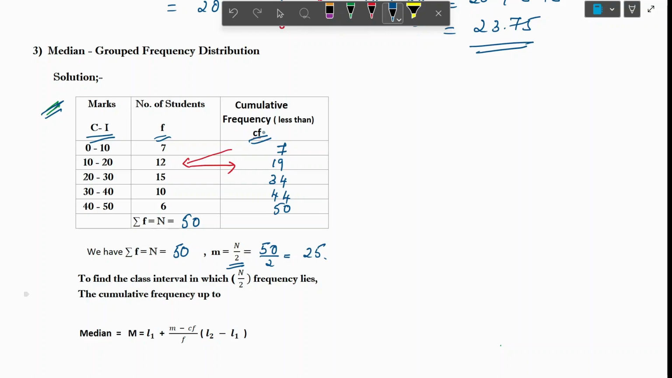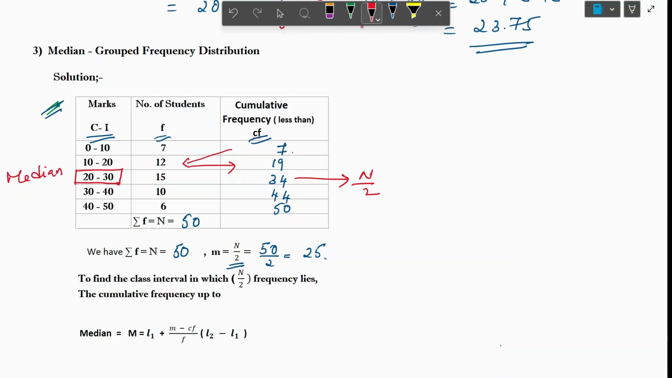Okay. Now to find the class interval in which n by 2 frequency lies. We need to locate 25. Up to 7 is here. Up to 19, up to 34 is in this line, right? That means your n by 2 lies in which corresponding class interval? That is this one, 20 to 30. That means 20 to 30 is called your median class.